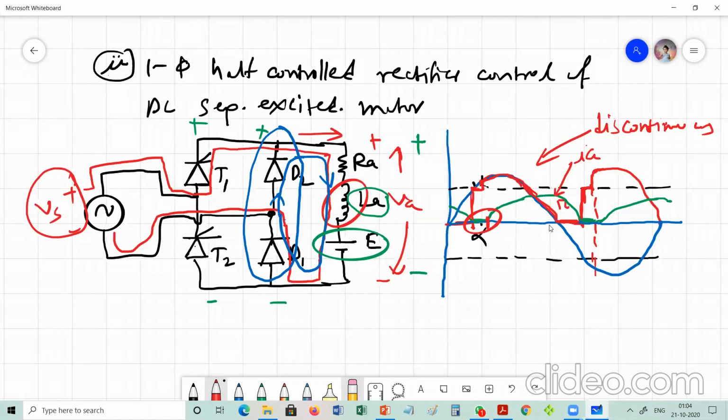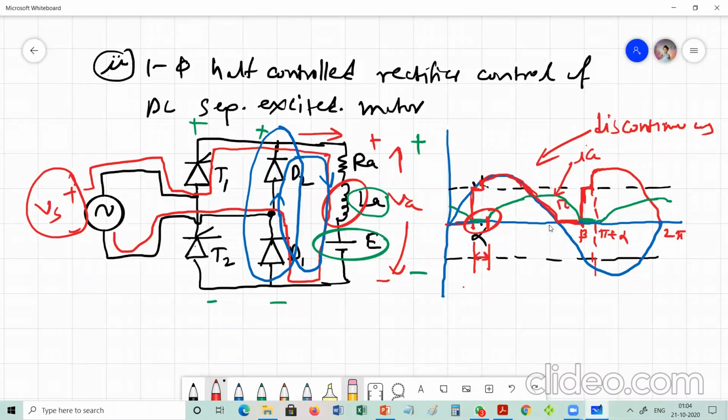Then this is pi, then this is beta, the extension angle beta. Then this is pi plus alpha, then this is 2 pi. If you observe, for some time the current is zero. For this period the current is zero, which means the source is not connected to load, and so this period is known as zero interval period.